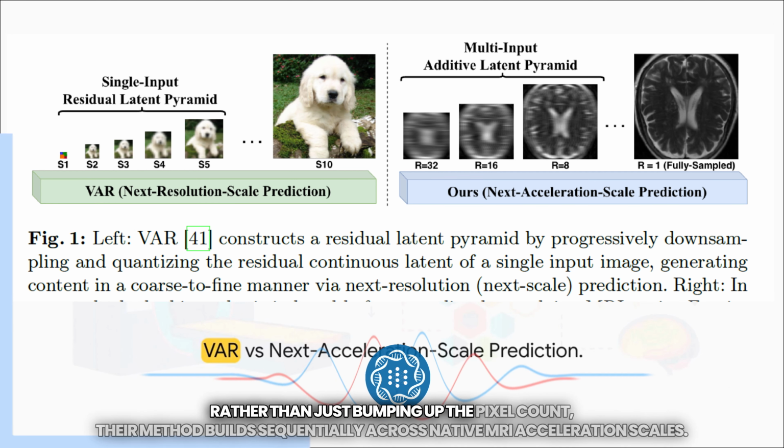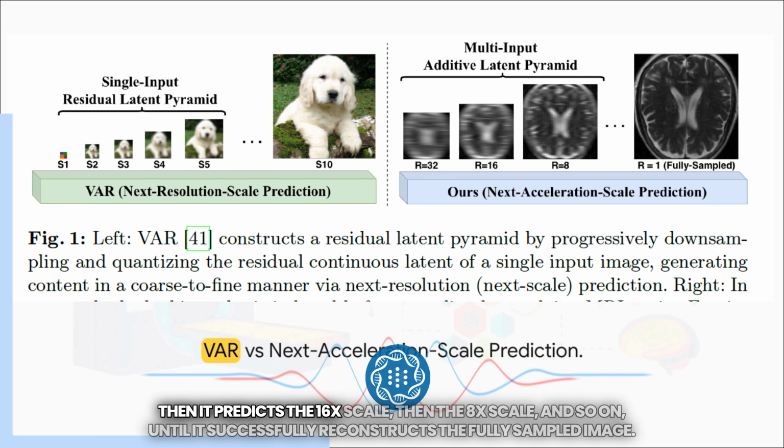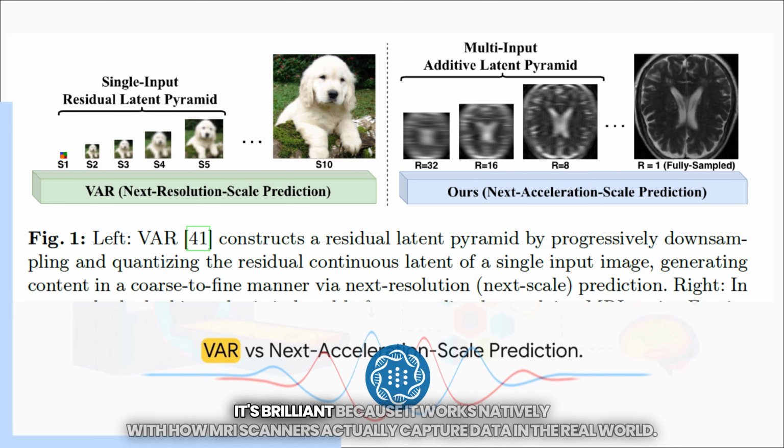Rather than just bumping up the pixel count, their method builds sequentially across native MRI acceleration scales. It starts by interpreting the highly ambiguous 32x undersampled image, then it predicts the 16x scale, then the 8x scale, and so on, until it successfully reconstructs the fully sampled image. It's brilliant because it works natively with how MRI scanners actually capture data in the real world.